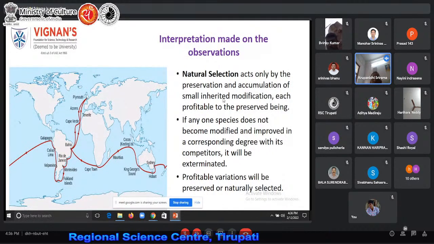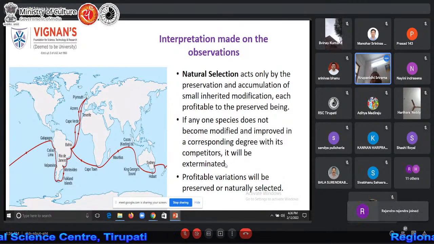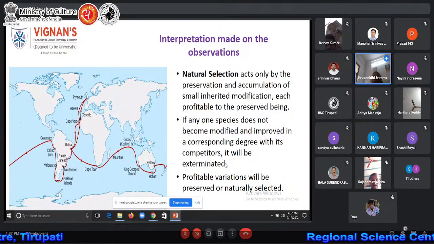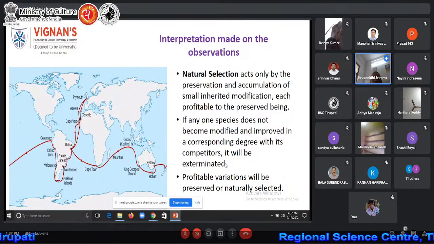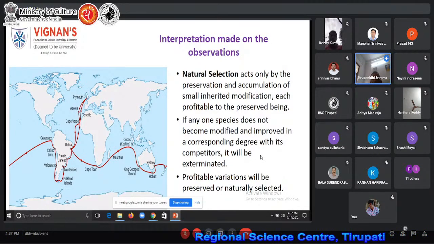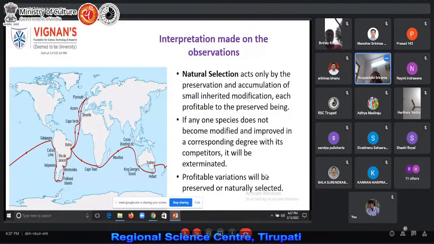If any one species does not become modified or improved in a corresponding degree with its competitors, it will be exterminated. So that's why we are coming across several extinct species. Dinosaurs, though very big specimens, were unable to survive because they were unable to adapt to the changes, the evolutionary forces. So the beneficial, profitable variations will always be preserved, and they will be naturally selected.